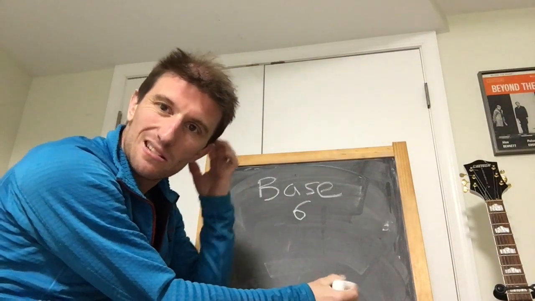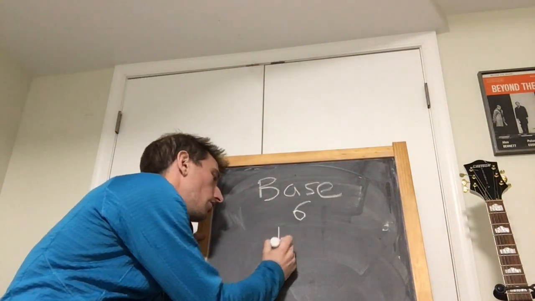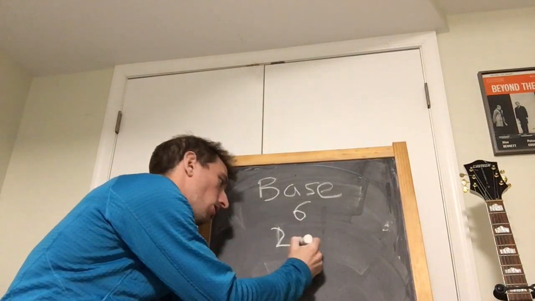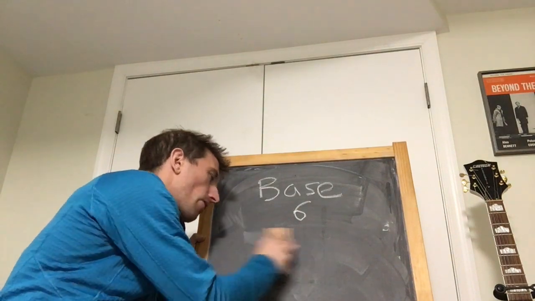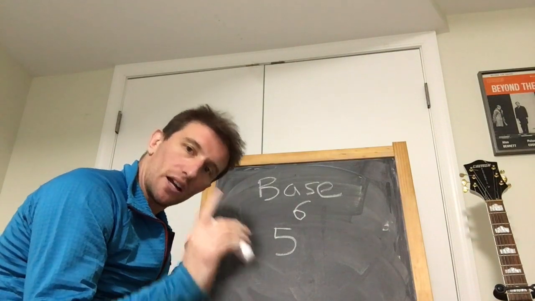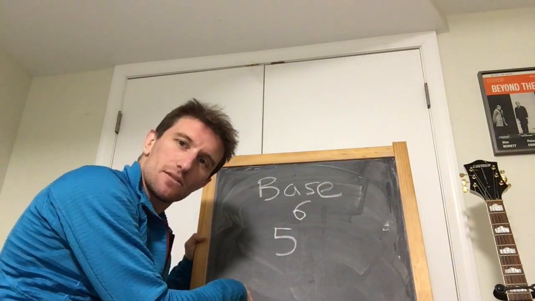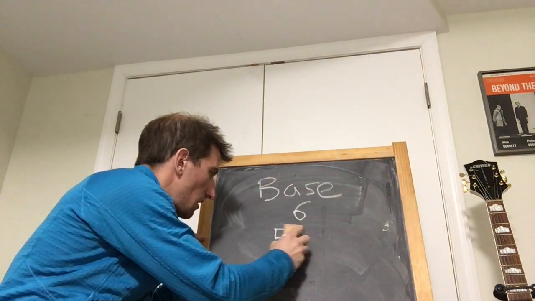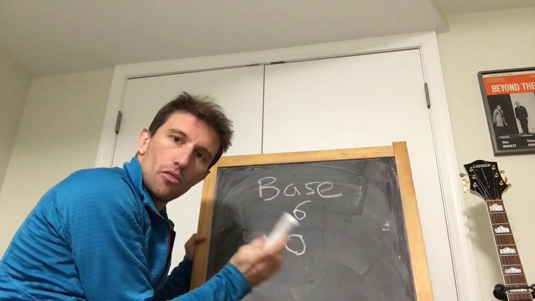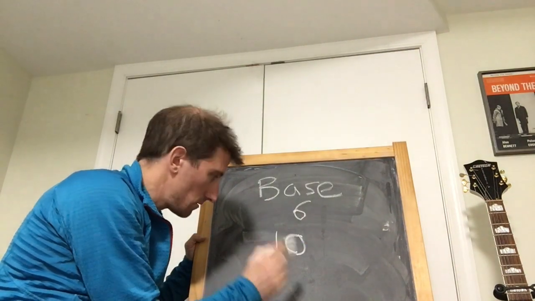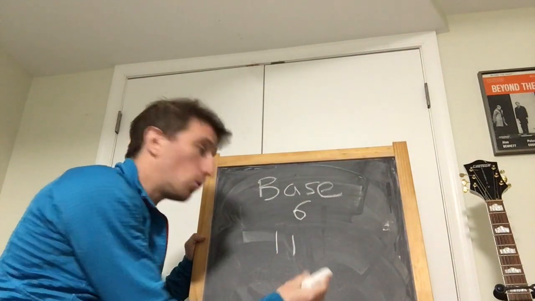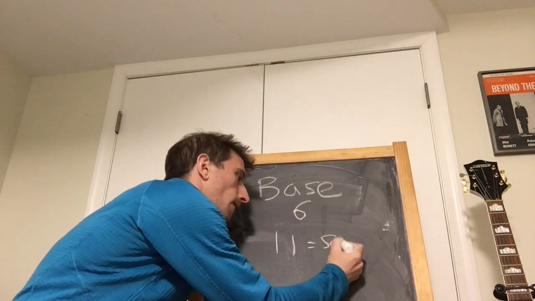If I have base 6, the number 1 looks like this. If I have the number 2, it looks like this. Number 5 looks like this. But I'm going to make it so that I can only have 6 in each place value. That means the number 6 becomes this. That would be equivalent to what we would think of as the number 7.